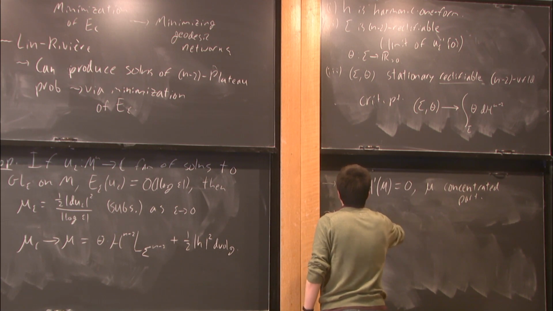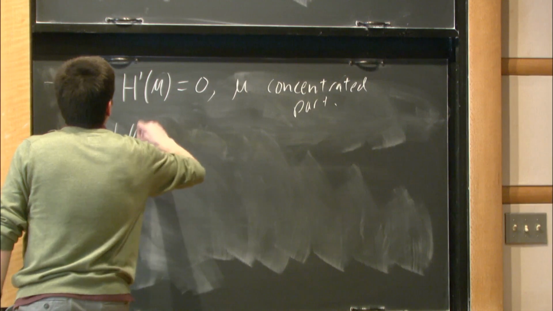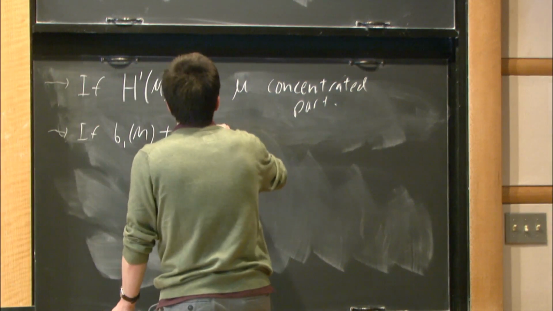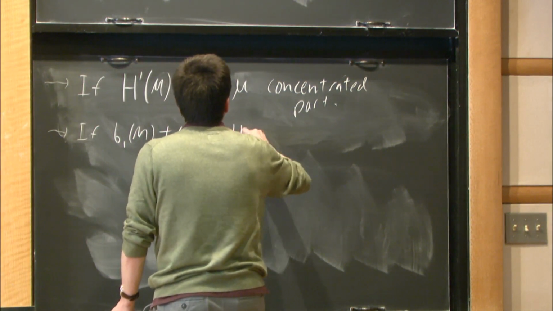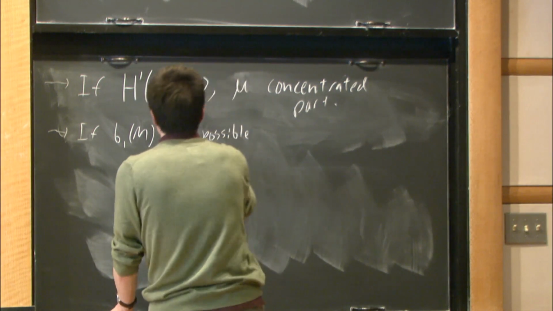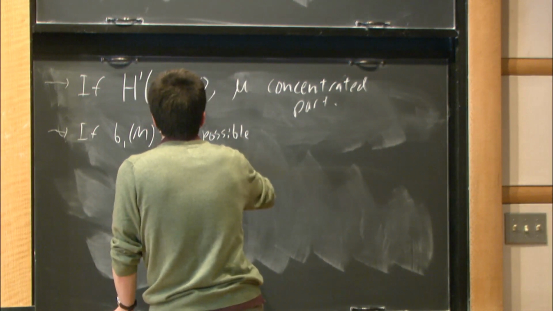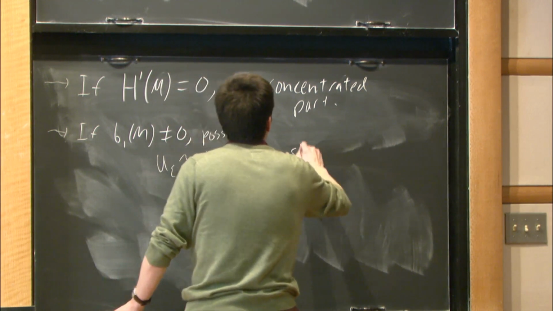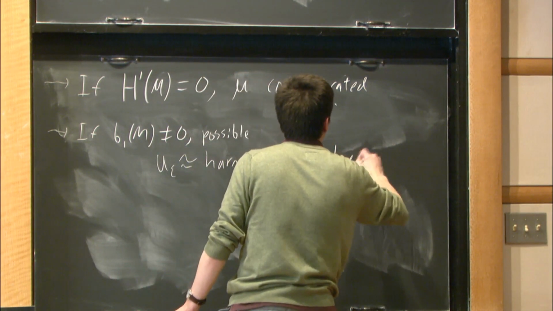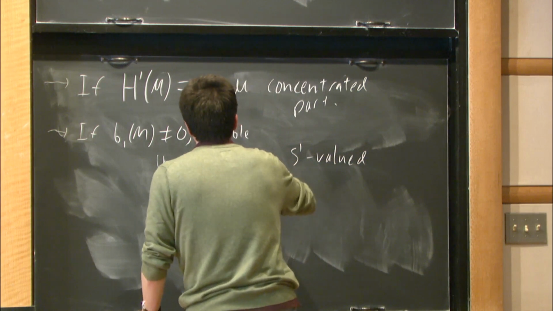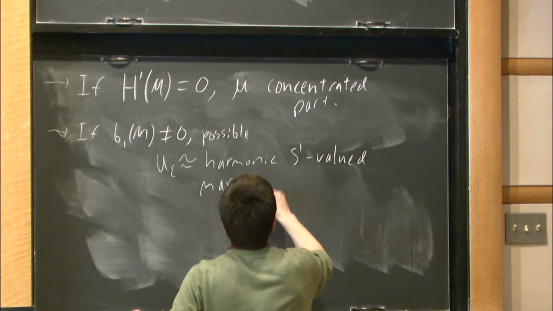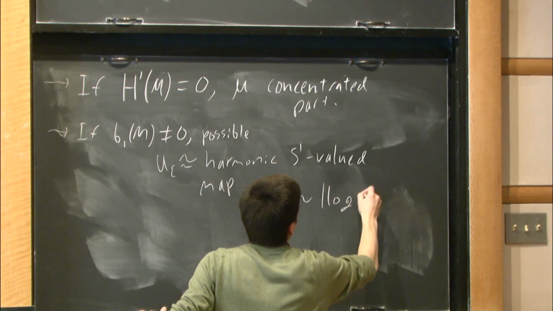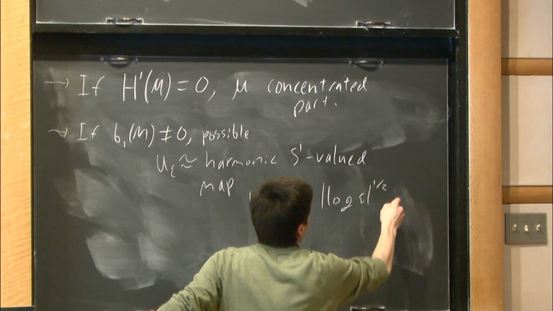OK, so if our first Betti number is non-zero, then it's possible to find families of solutions where u epsilon looks like a harmonic S1-valued map whose degree is blowing up like log epsilon to the 1/2.